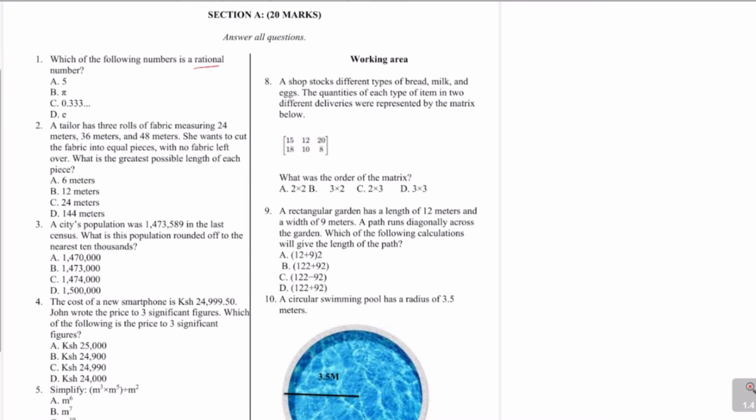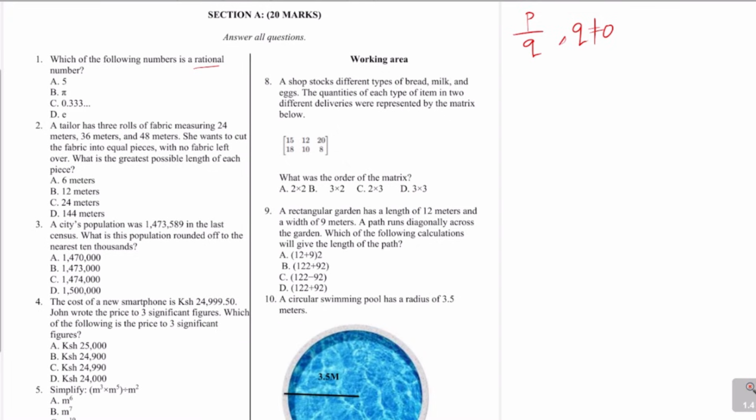For you to answer that question, you need to understand what a rational number is. A rational number is any number that can be written in the form P divided by Q, where P and Q are integers, and you should not forget that Q should not be equal to 0. That is the definition of a rational number: a number that can be expressed in the form P divided by Q, where P and Q are integers and Q should not be equal to 0.